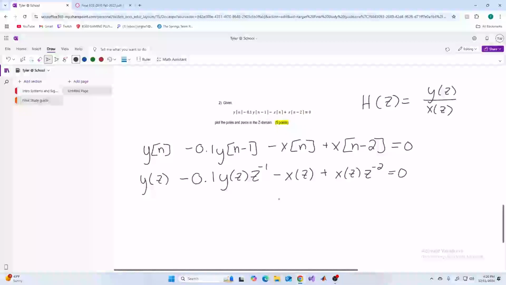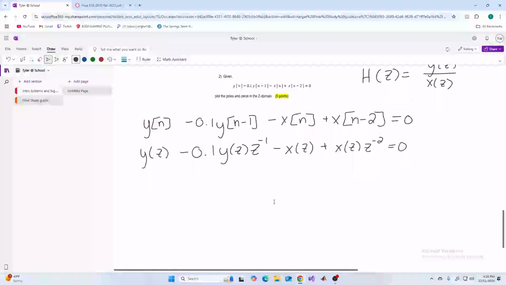equals 0. So all you need to realize is that when you have y[n], it's Y(z) times z to the power of whatever the delay is. The delay for this one is 0, so I can put Y(z) z to the power 0. It's just 1. I don't care about that. We're going to leave that alone. Same thing with the rest of them.